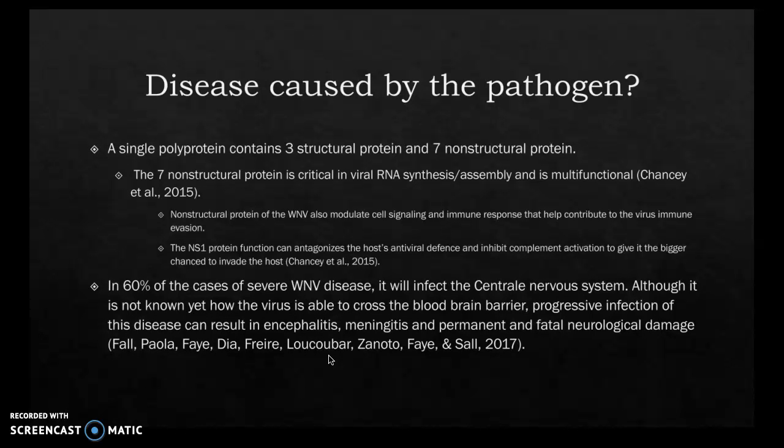The disease is caused by pathogens. So this virus is a single polyprotein that contains three structural proteins and 7 non-structural proteins. The 7 non-structural proteins are crucial in viral RNA synthesis and assembly and are multifunctional. The non-structural proteins of the West Nile virus also modulate cell signaling and immune response that help contribute to the virus's immune evasion. The NS1 protein can antagonize the host's antiviral defense and also inhibits the complement activation to give it a bigger chance to invade the host.